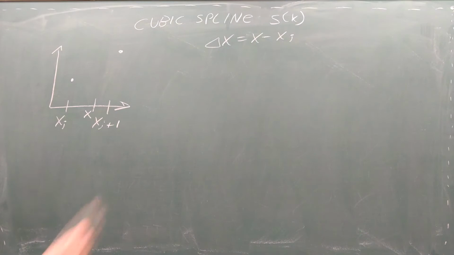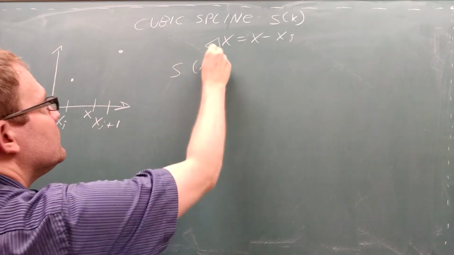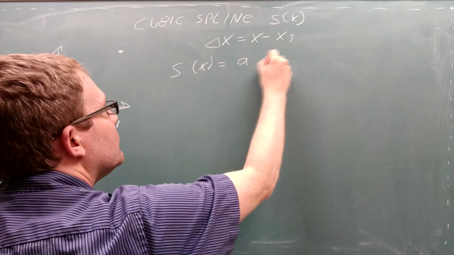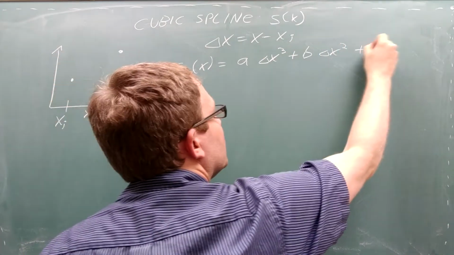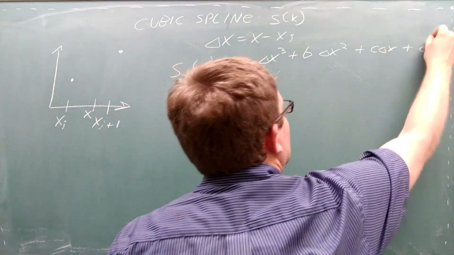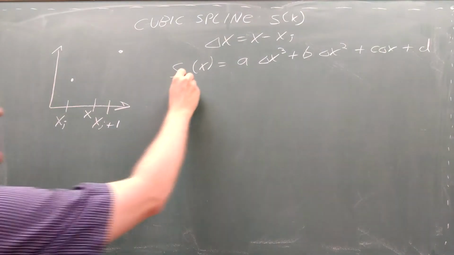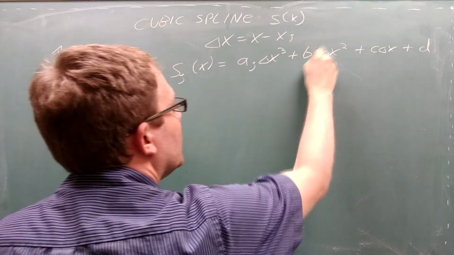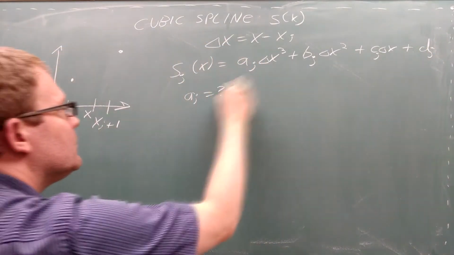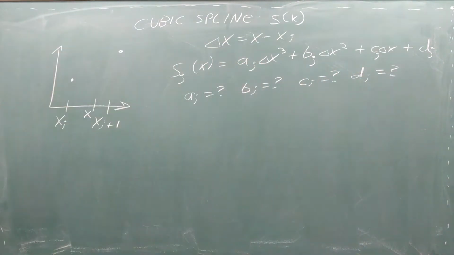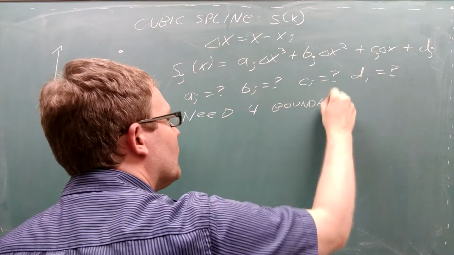The cubic spline can be written as a coefficient times our position to the third power, plus another coefficient times our position to the second power, plus another coefficient times our position to the first power, plus a final coefficient. These coefficients are different in each region of data, so we'll label each of them with a j. This function has 4 unknown numbers, so we need 4 boundary conditions to solve for them.